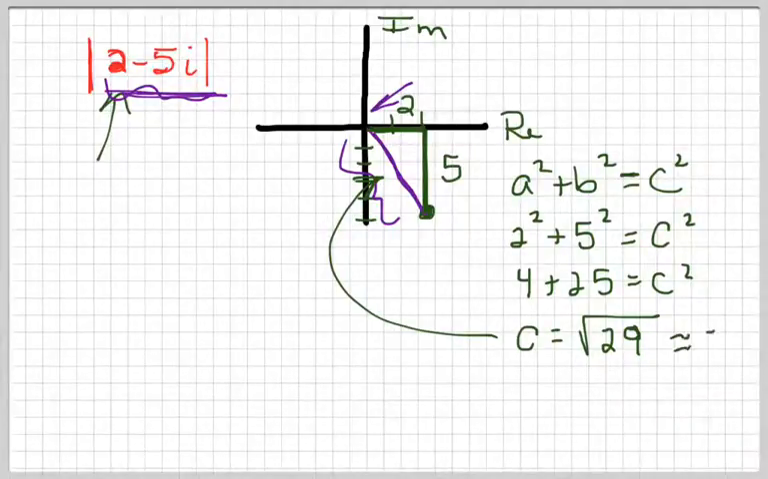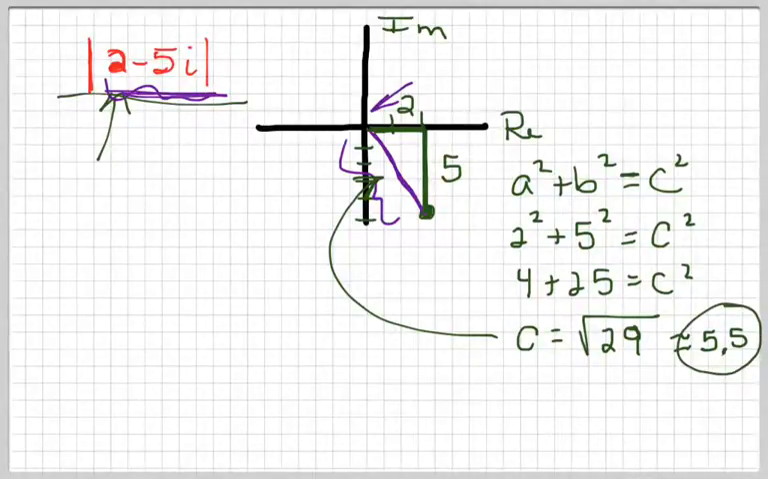That's about, I don't know, 5 point something. Let's see. 5.39, that's about 5.4 approximately. And your calculator, if you just type this in, absolute value of 2 minus 5i, it will give you the decimal value. But the question asked for the exact value, and so we want to just leave our answer like that.